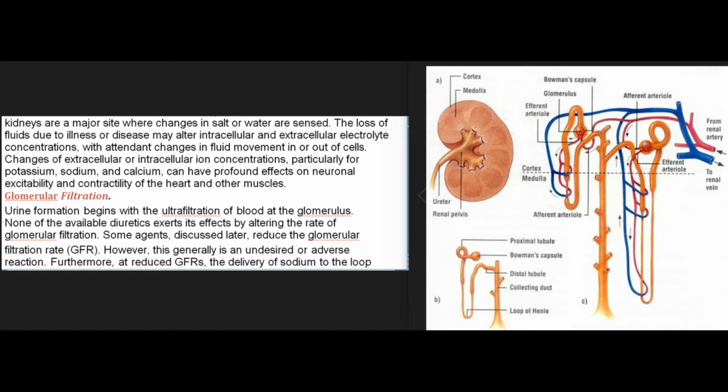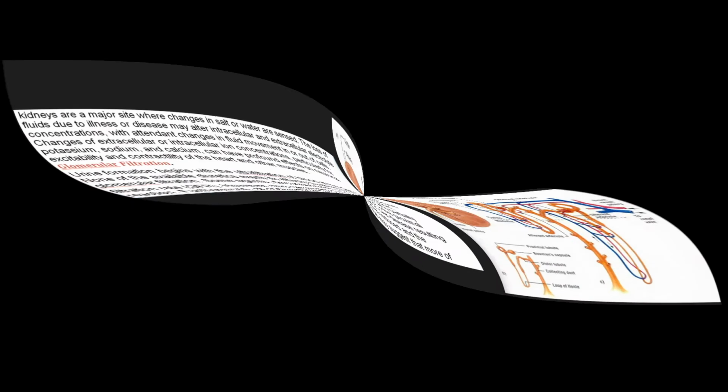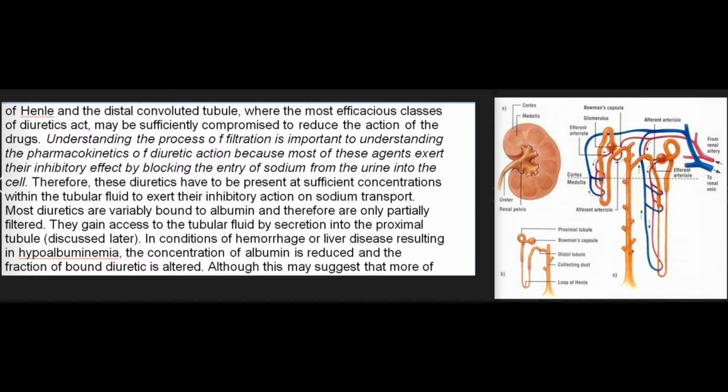Glomerular filtration. Urine formation begins with the ultrafiltration of blood at the glomerulus. None of the available diuretics exerts its effects by altering the rate of glomerular filtration. Some agents, discussed later, reduce the glomerular filtration rate, GFR. However, this generally is an undesired or adverse reaction. Furthermore, at reduced GFRs, the delivery of sodium to the loop of Henle and the distal convoluted tubule, where the most efficacious classes of diuretics act, may be sufficiently compromised to reduce the action of the drugs.